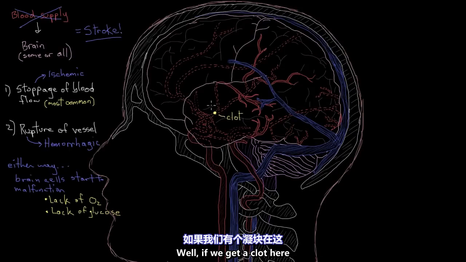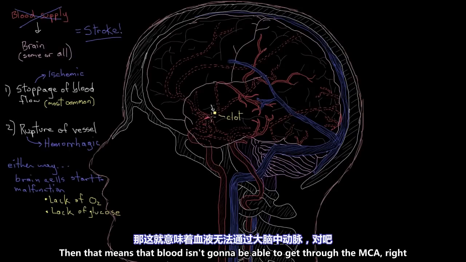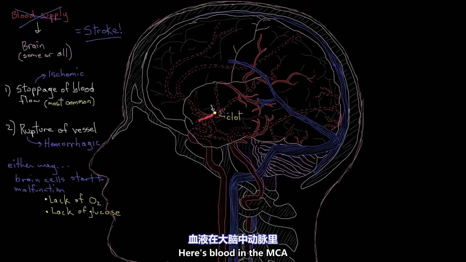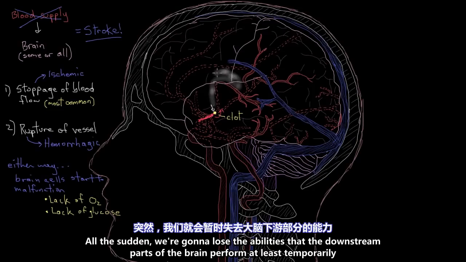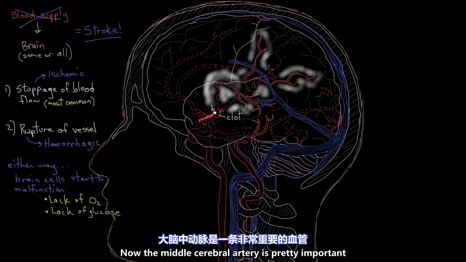Well, if we get a clot here, then that means that blood isn't going to be able to get through the MCA, right? Here's blood in the MCA. All of a sudden, we're going to lose the abilities that the downstream parts of the brain perform, at least temporarily. Now, the middle cerebral artery is pretty important.